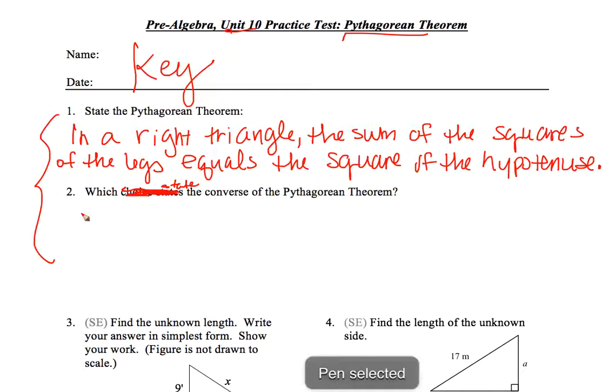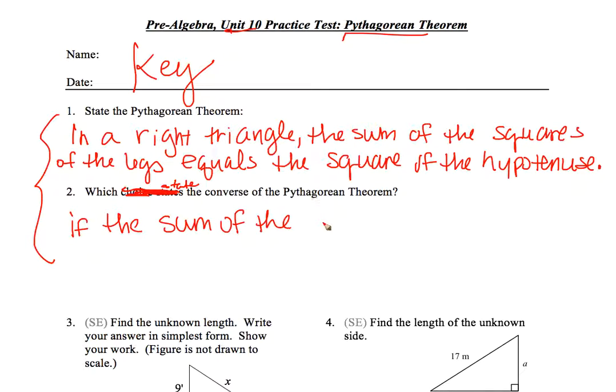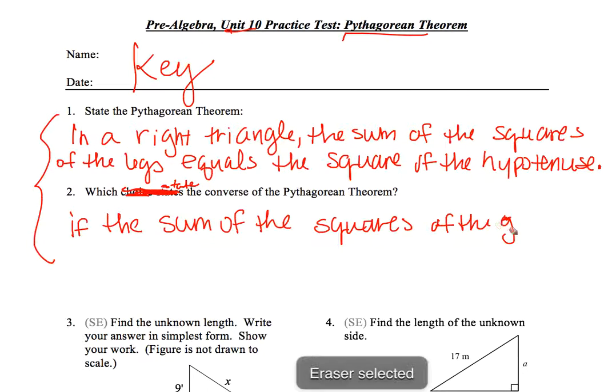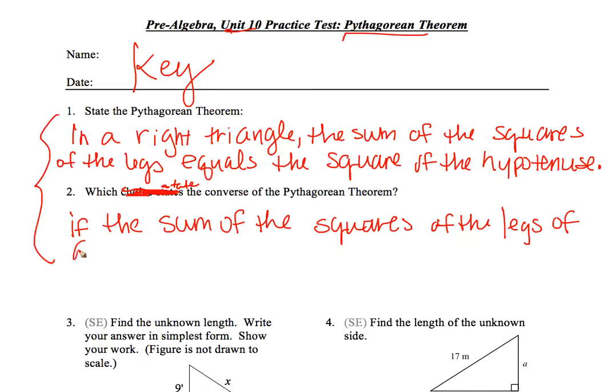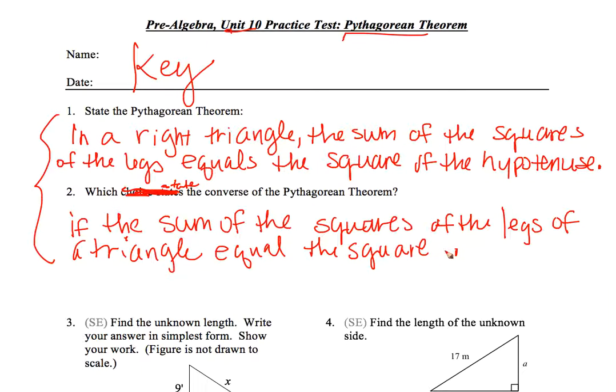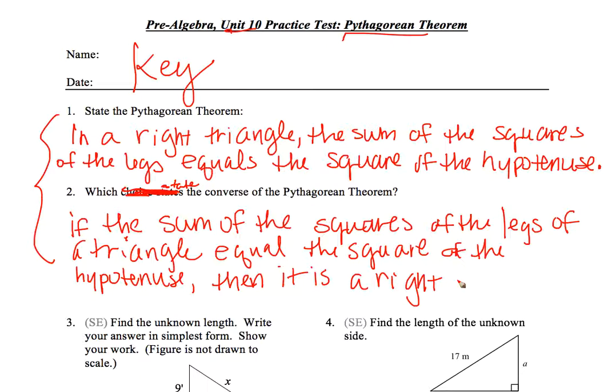So let me get you some verbiage here. If the sum of the squares of the legs of a triangle equal the square of the hypotenuse, then it is a right triangle.